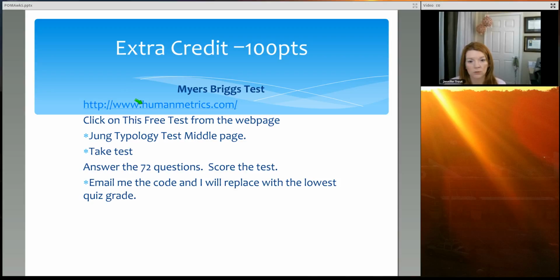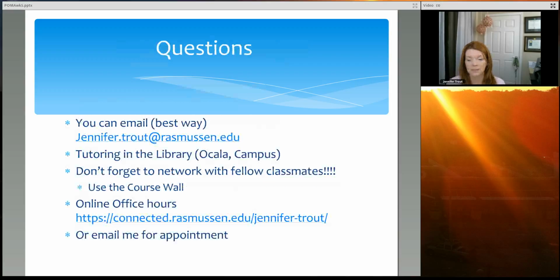Now what I'm going to do with this 100-point credit is turn around and lower your lowest quiz grade. So I won't be able to really apply this until after the last quiz is done in week 6. But I will eliminate your lowest quiz grade and give you the points for the extra credit. So that should help you out with some of those quizzes that I think some of you just didn't do well on for one reason or the other.